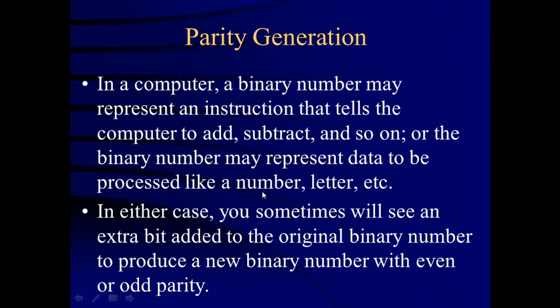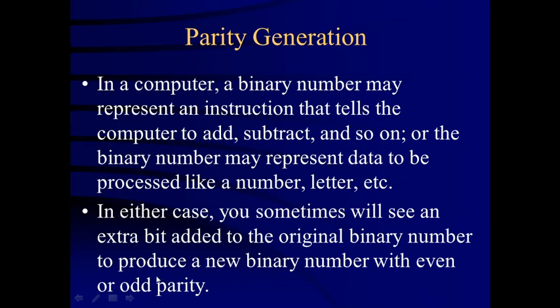Next is the parity generator circuit. In a computer, a binary number may represent an instruction that tells the computer to add, subtract and so on. Or the binary number may represent data to be processed, like a number, letter, etc. In either case, you sometimes will see an extra bit added to the original binary number to produce a new binary number with even or odd parity.